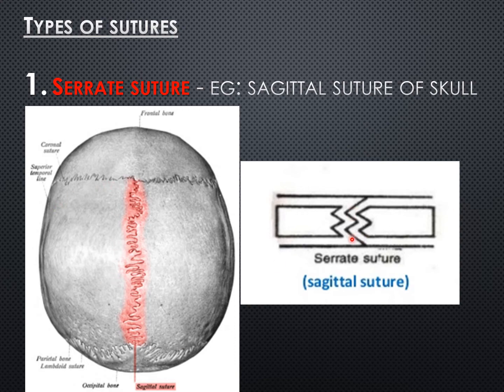The two bone ends have serrated margins and there is a thin sutural membrane intervening between the two bones. So example for serrate suture is the sagittal suture of the skull. This suture is known as the sagittal suture of the skull between the two parietal bones. So that is the example for serrate suture.